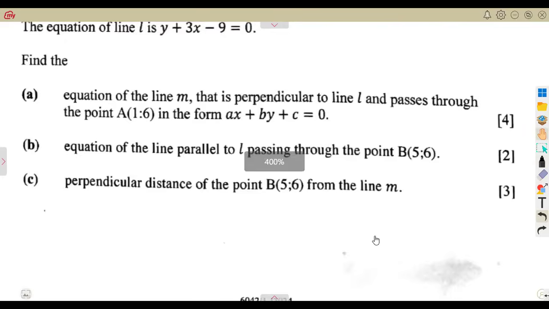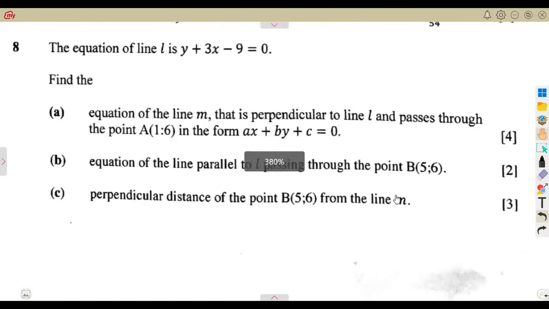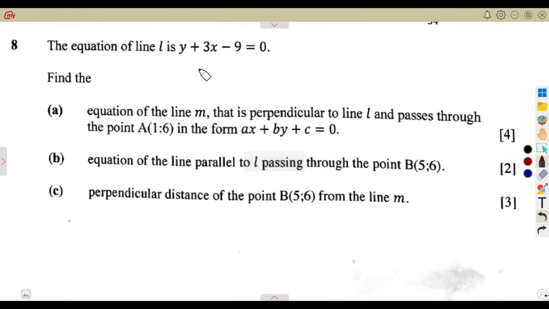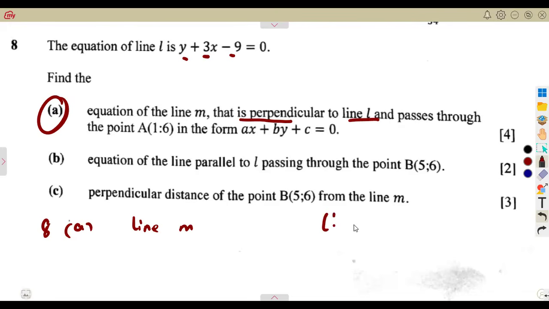Question number 8, you are given a line. The equation of a line L is y plus 3x, which is equal to 9. And from this equation that we have, find the equation of line M. So there is a line M to be considered there, okay, from this. But this line M is perpendicular to line L. All right, there's something considered from our line L.